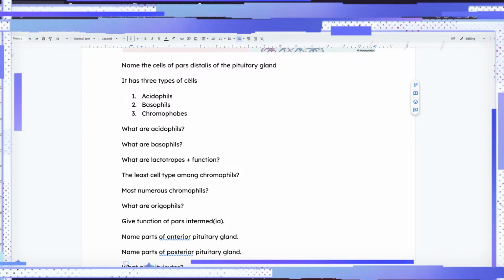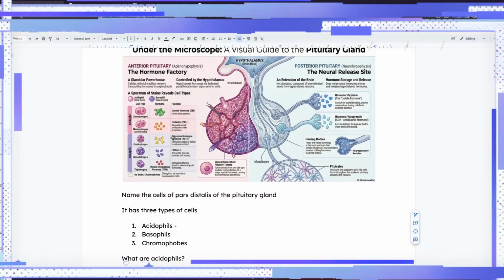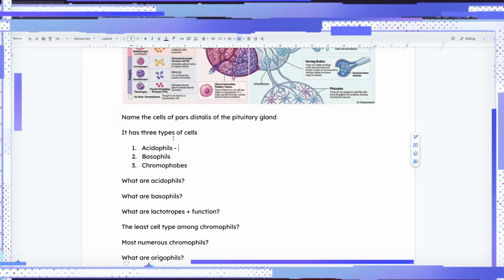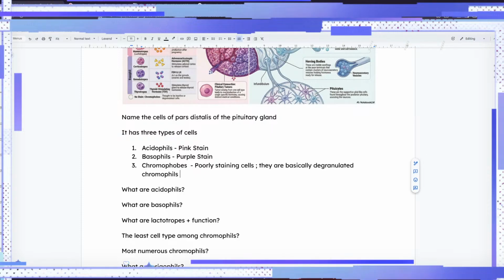So for acidophils, I think we can write a bit of detail. They stain pink, and basophils stain purple. Chromophobes are poorly staining cells. They are basically degranulated chromophils and stem cells. Now that brings up another question: what are chromophils? We'll talk about that later.